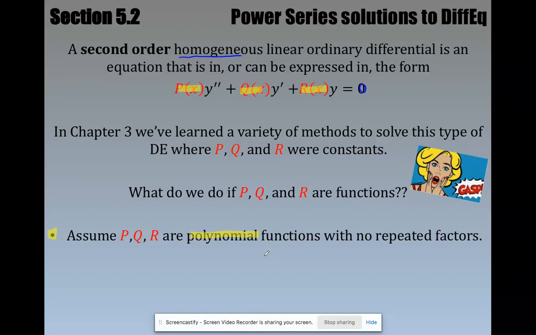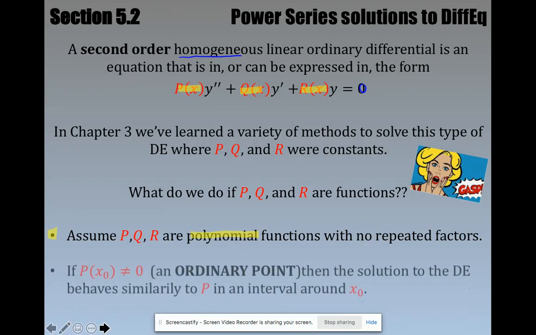And this process would work even if they're not polynomials, as long as they're analytic, which means you can write them as a function in terms of x. But the polynomials are easier to deal with. I heart polynomials. We're also not going to have repeated factors. That just makes our math uglier.